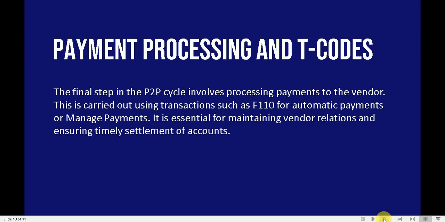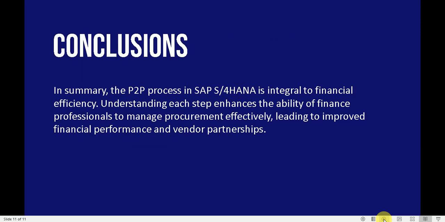Payment processing and T codes. The final step in the P2P process involves processing payment to the vendor. This is carried out using transactions such as F110 for automatic payment or manual payments. It is essential for maintaining vendor relations and ensuring timely settlement of accounts.